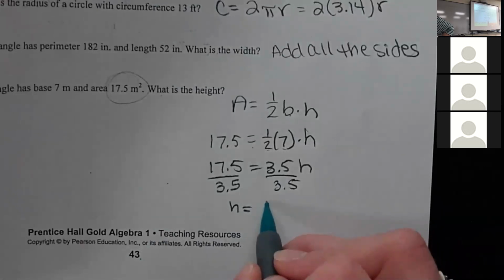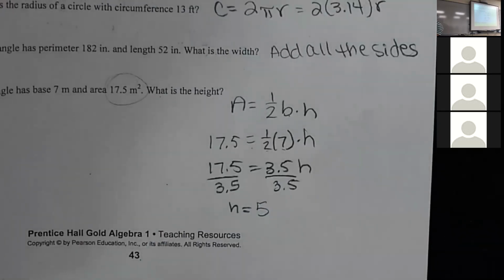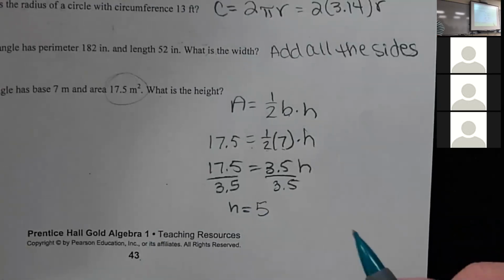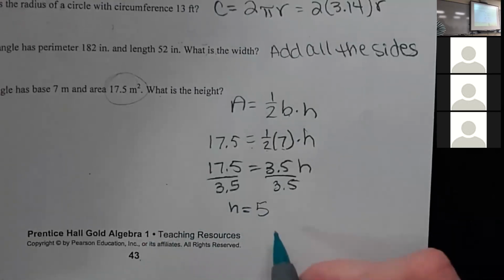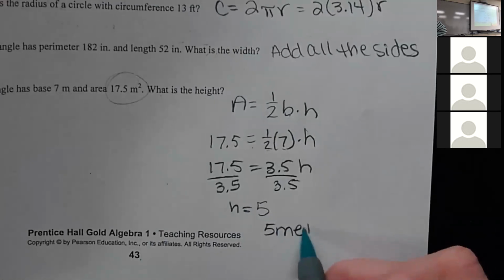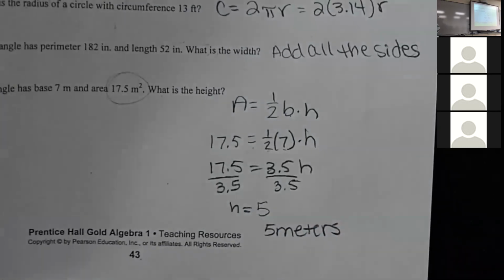5. And do you think I just want H equals 5? No, what do you think I need? Regular meters, not meter squared, so 5 meters. So you got a freebie out of me again, even though you shouldn't have. Thank you. Okay, so now we're gonna turn to the backside.